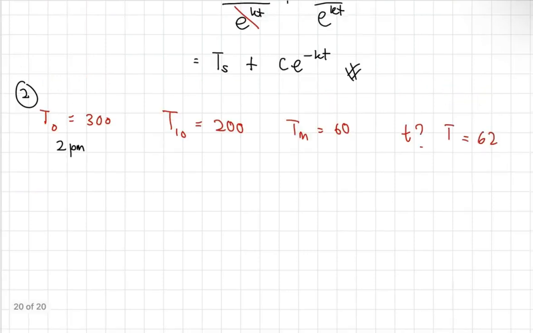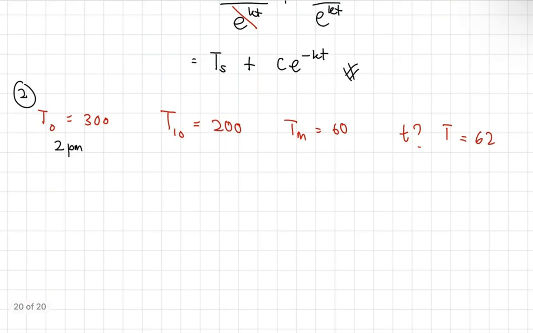Right, so we have the equation. You don't need to derive the equation. If the question asks you to derive, as in question 1, you need to derive. If the question didn't ask you to derive, then you just write down the formula for temperature at any given time t. This is equal to Ts or Tm plus C exponent minus kt.